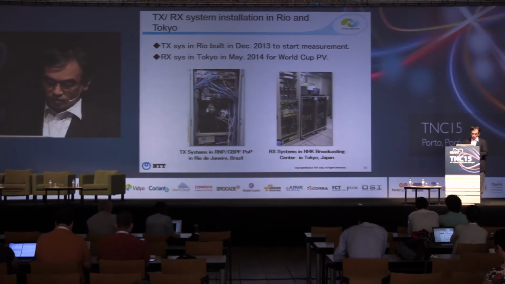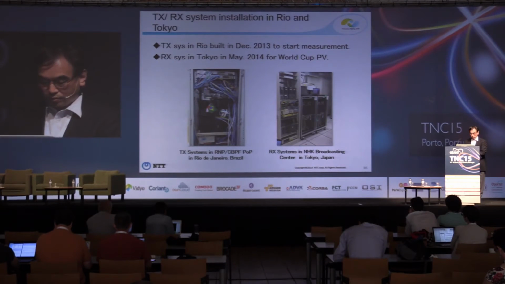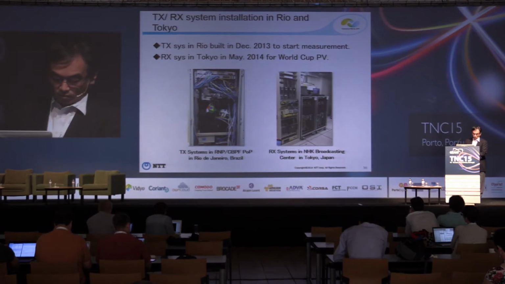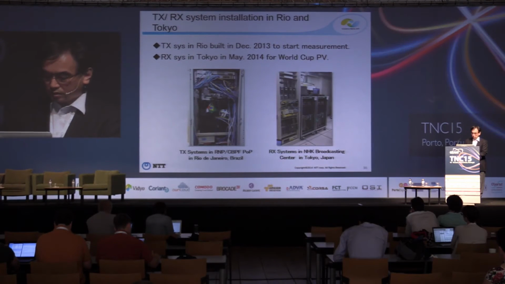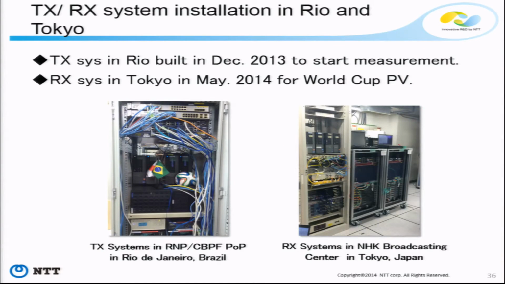So we installed the system of transmission side a half year before to start the testing network. The left picture is the rack of the POP of RNP located in the CBPF building. Then we installed the receiver side system as shown in the right picture into NHK's Central Broadcasting Center.